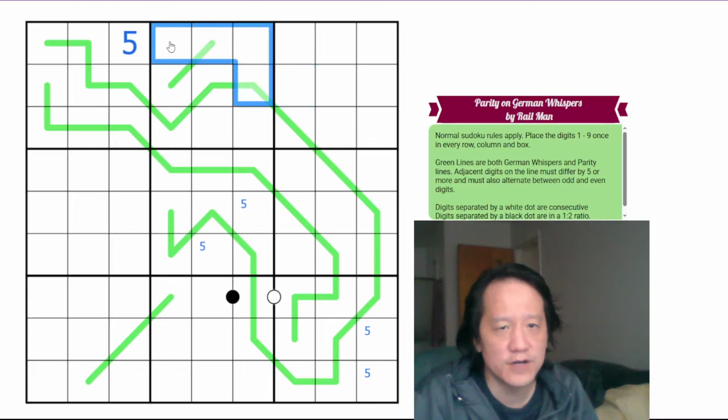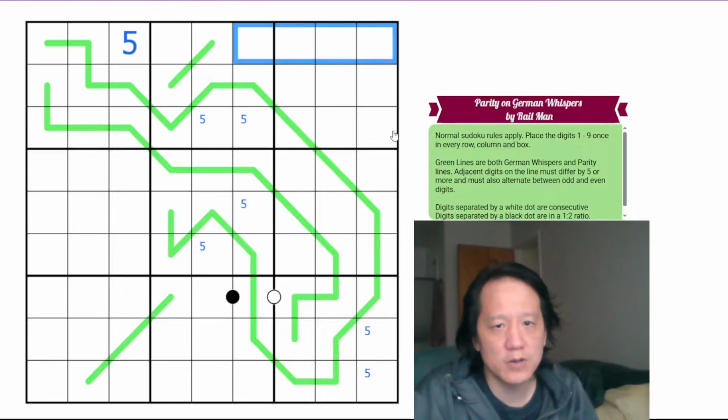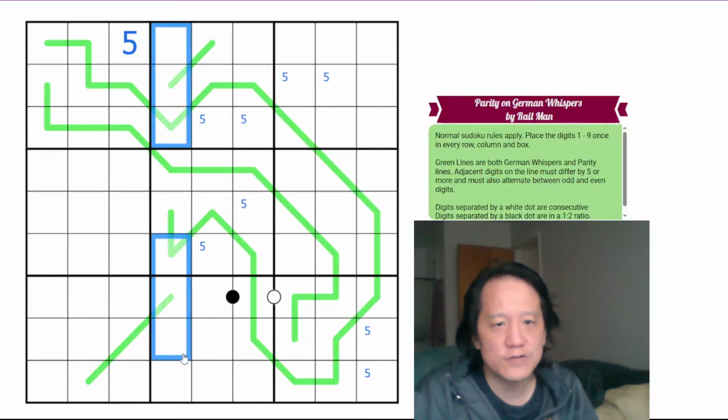Okay, so where's the 5 in box 2? Cannot be here because of a 5 in the row. Can't be any of these, so it must be one of these two cells. Which means 5 cannot be here, it cannot be here, and cannot be here, so 5 is one of those two cells.